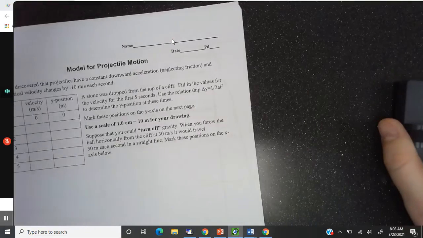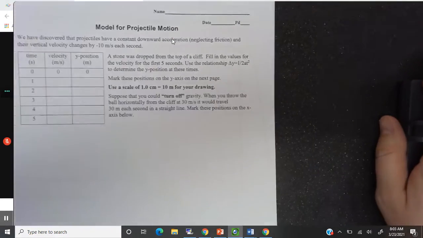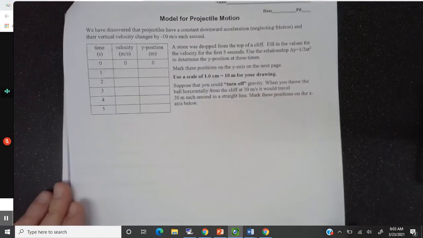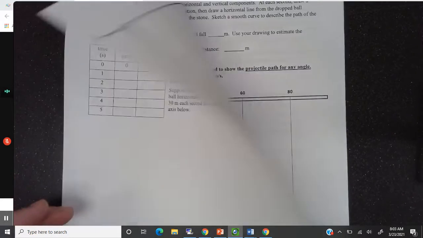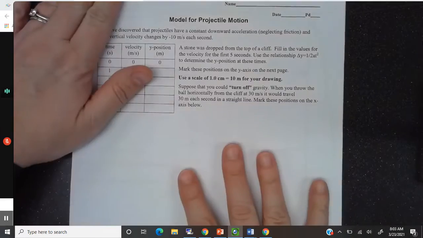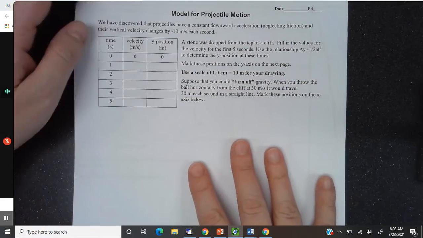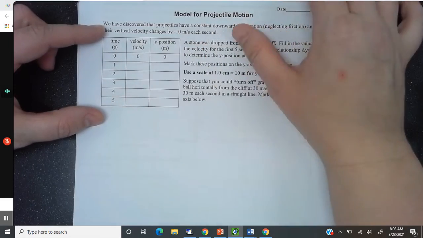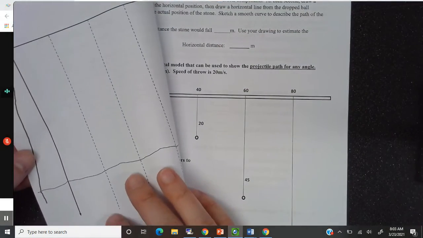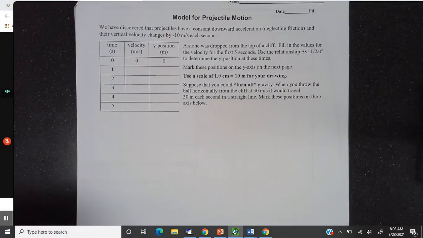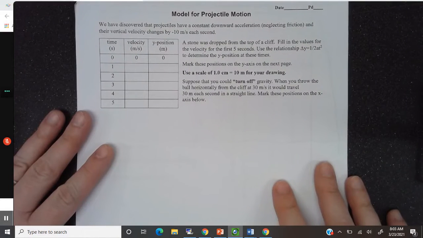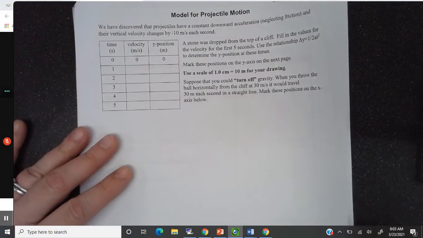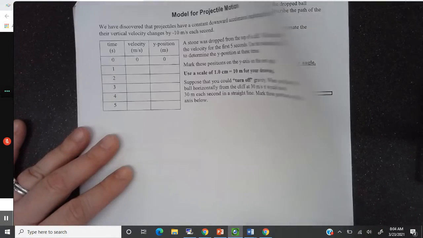So what you're going to need is we're going to work on this page here that says model for projectile motion. And today what we're going to work on is sort of this first part. So what we have here is a little table, and we're going to do some calculations to fill in the table. And then on the next page, we're going to draw out what our calculations tell us so that we can see what path a projectile would take.